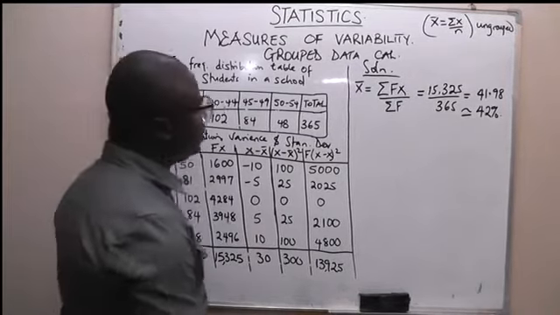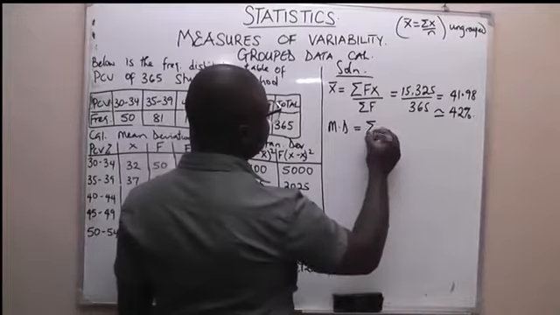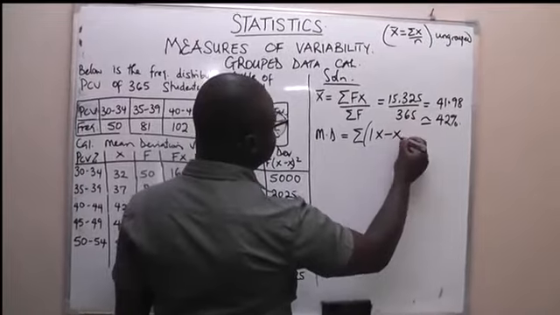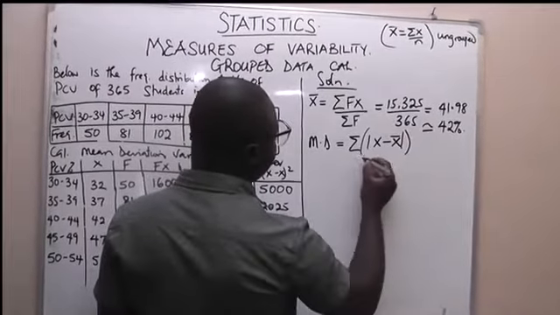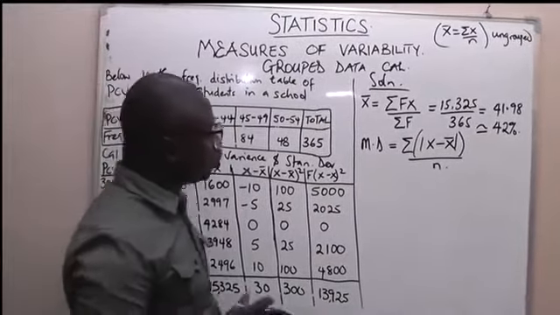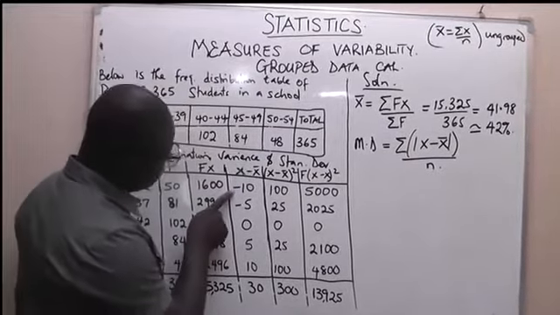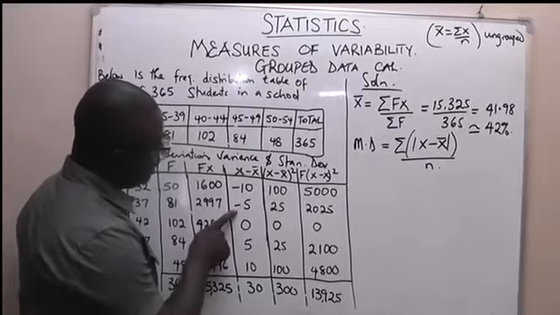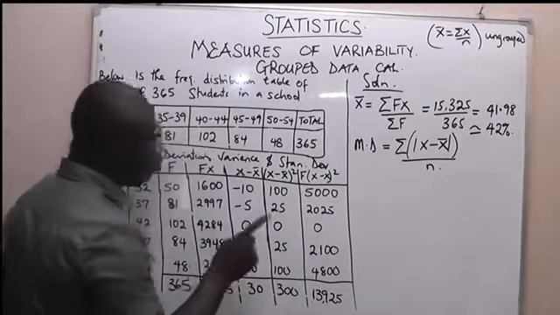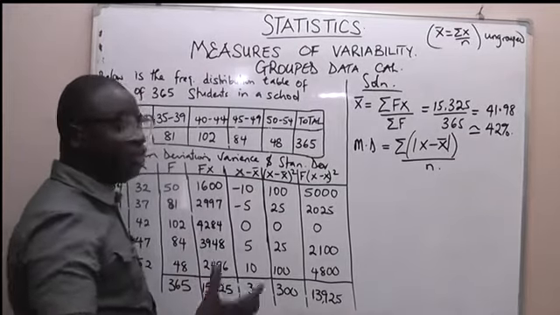So what is the formula for mean deviation? Alright, mean deviation is equal to summation of modulus of x minus x bar, everything over n. So what is modulus again? If you notice, this is minus 10 and this is minus 5. But the formula says we should sum everything. So when we want to sum it, we ignore this sign, and that is why we put modulus there. So modulus means to ignore the sign.